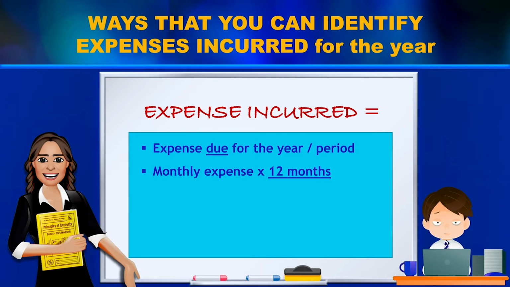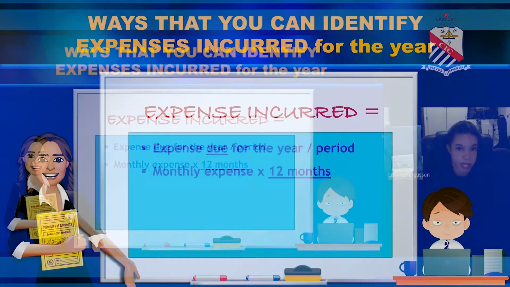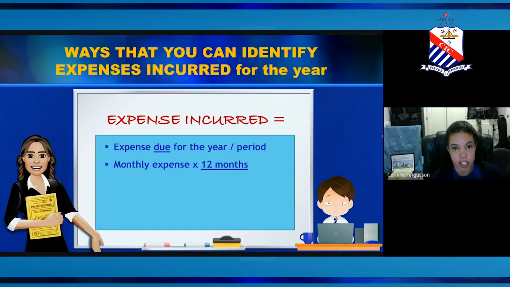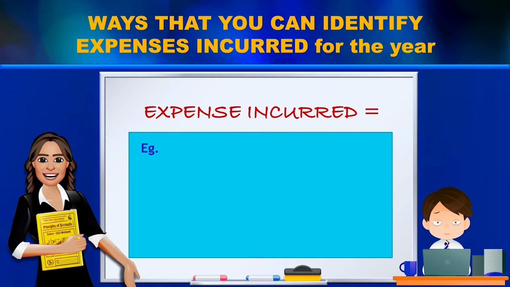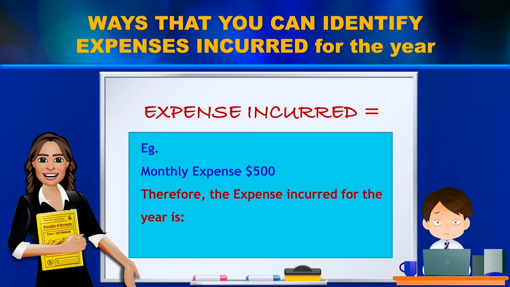Or they might give you the monthly expense, like you saw in our examples before where they said rent was $500 a month. If they tell you that, for you to find out how much was incurred for the year, you just multiply by 12, right? So it's as easy as that. So if they tell you that the monthly expense is $500, you will just find for the year, which would be 500 multiplied by 12 months, and that will give you $6,000 incurred for the year, and that is the amount that will go into the income statement.